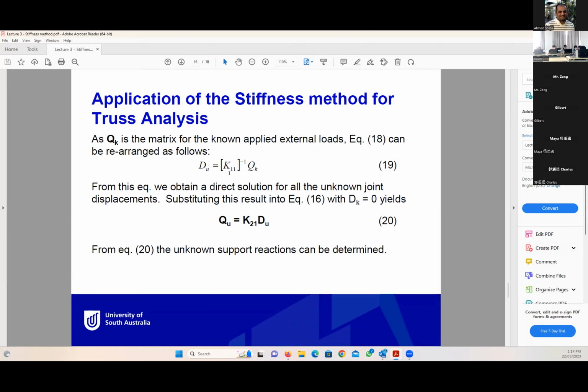Okay, and if you return back to the previous lectures, we mentioned that the stiffness method depends on calculating the displacements, and then using the displacements, you can find the reaction forces, strains, stresses, and so on. So this method depends on getting the displacement at the first step, and then using the displacement, we can get the loads and the stresses.